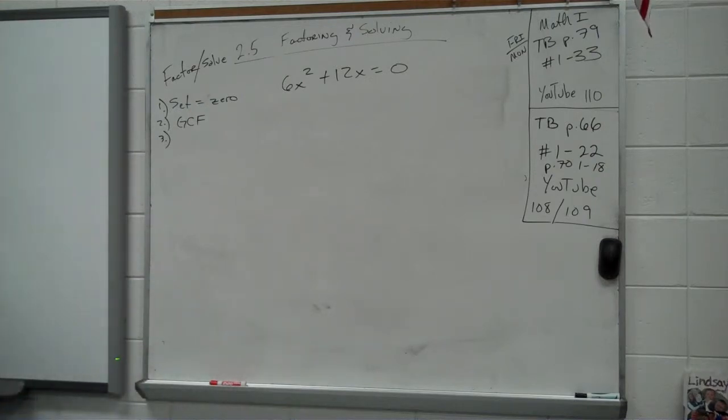Notice I didn't say common factor. 2 is a common factor here. 2 goes into 6x squared. 2 goes into 12x. It is not the greatest common factor. You must pick the greatest common factor. Let me talk about how to do that.